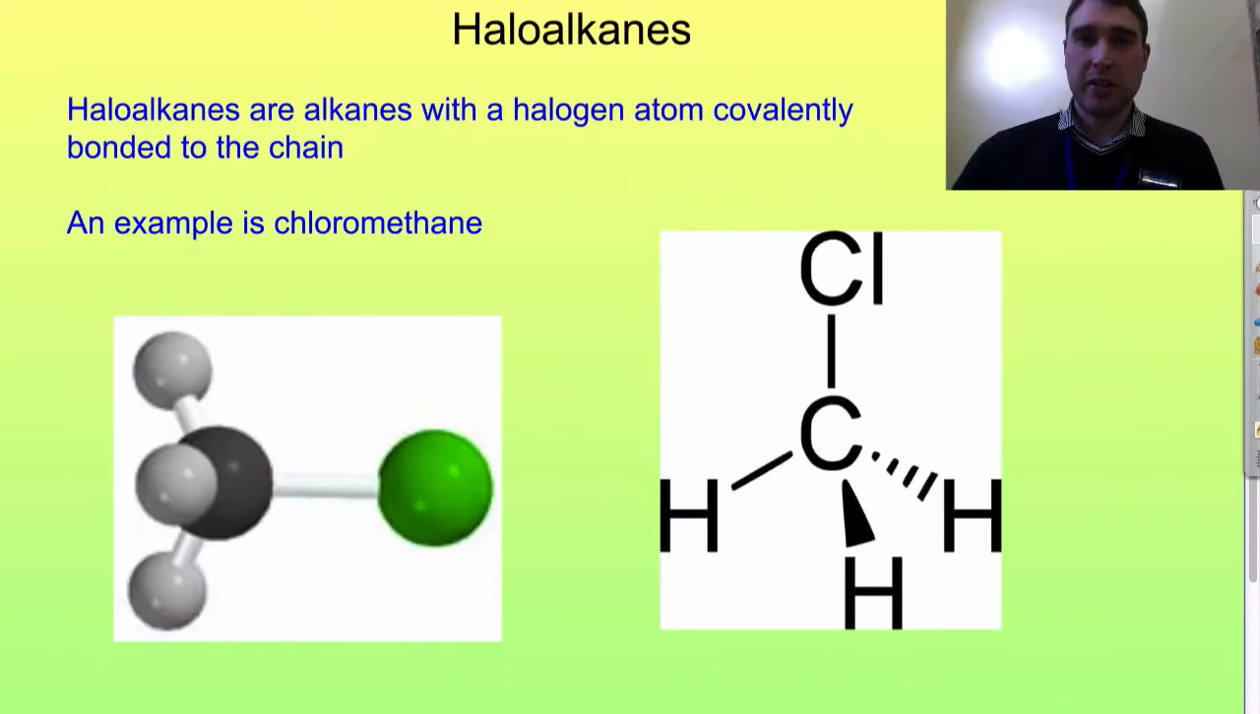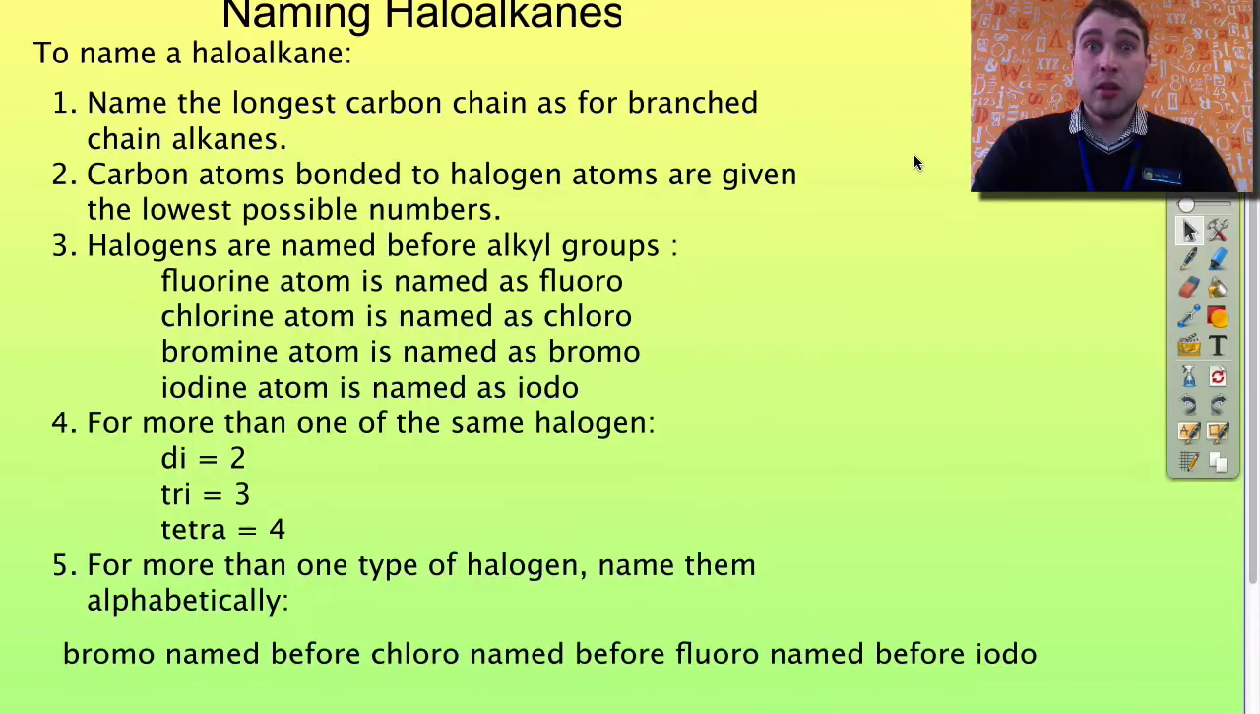Next we're going to look at haloalkanes. Haloalkanes are where you have a halogen that's covalently bonded into the chain somewhere. So to name haloalkanes, we follow rules similar to what we did before. So find the longest chain, you might need to number, and then we need to think of what our prefixes are going to be.